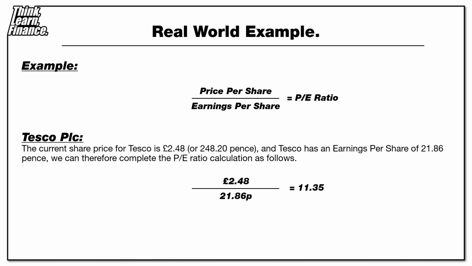£2.48 divided by 21.86 equals a P/E ratio of 11.35. Or in other words, 248.20 divided by 21.86 equals a P/E ratio of 11.35.